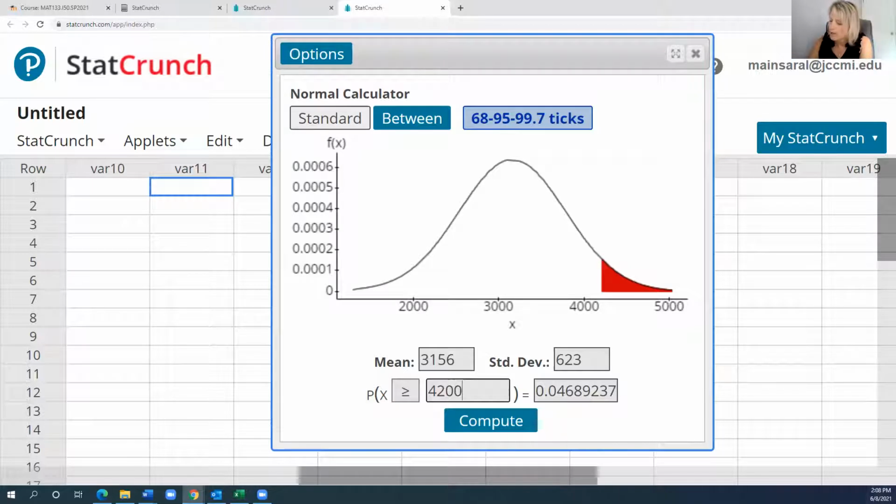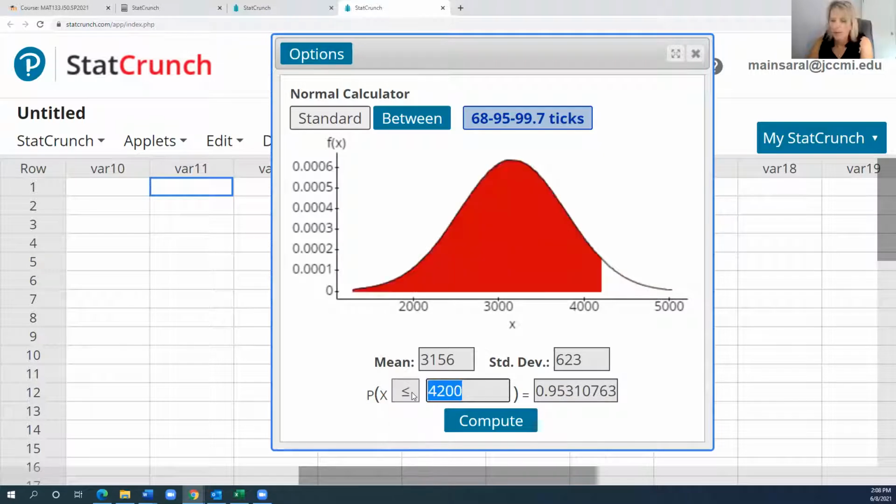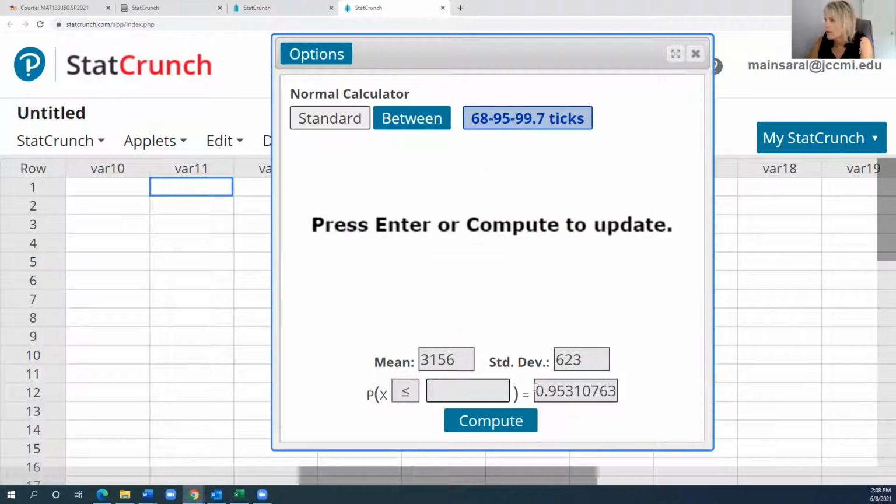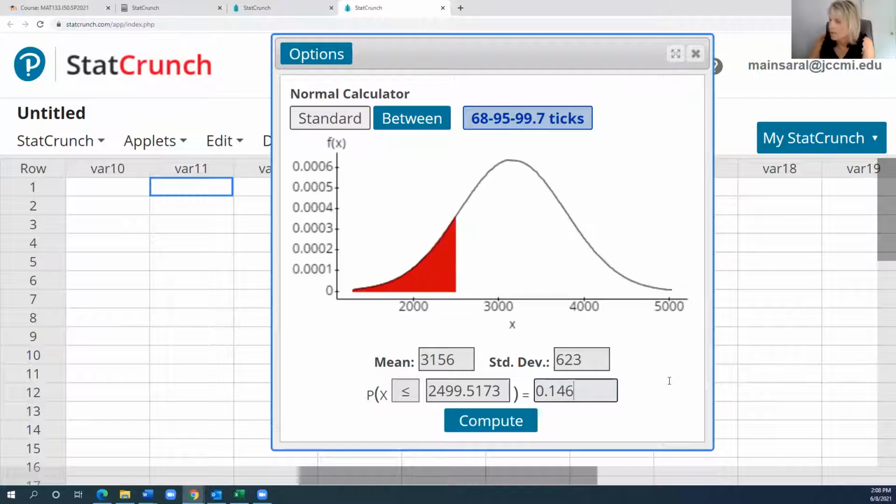And then we can also find the value on the left. So that was going to be a less than, and we don't know that value, but we do know that the area was 0.146. And so that value is $2,499.52.